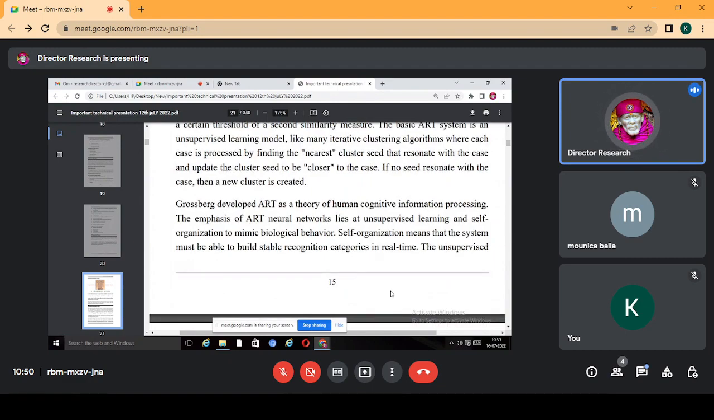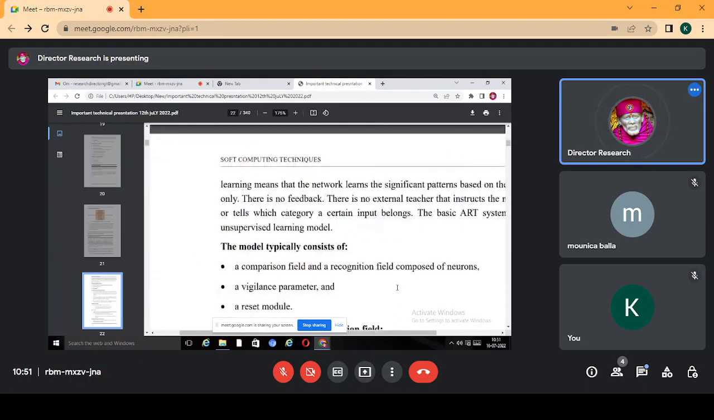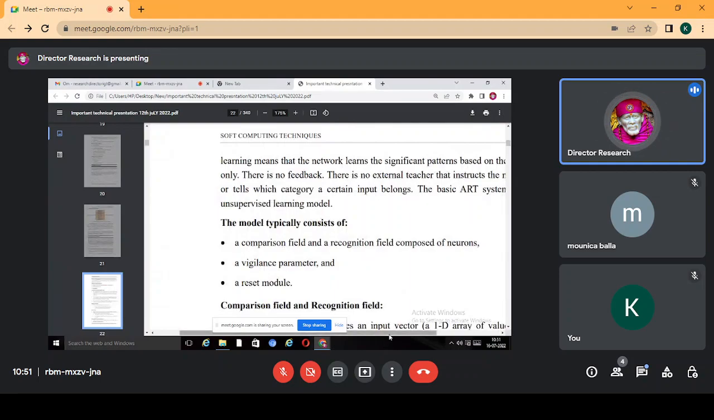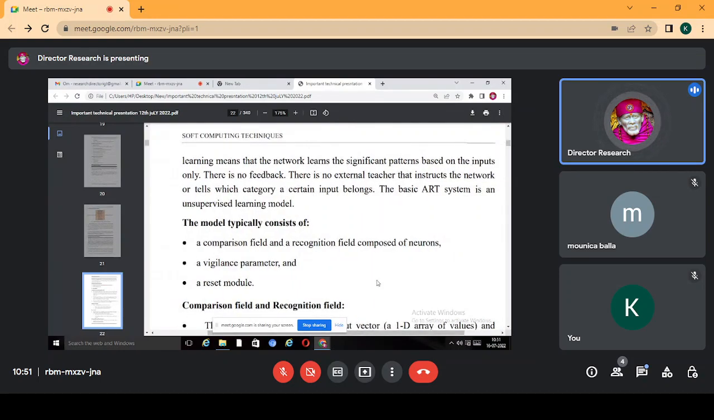Here, ART is a theory of human cognitive information processing. The emphasis of the ART neural network lies in unsupervised learning and self-organization to mimic biological behavior. Self-organization means that the system must be able to build stable recognition categories in real time. Unsupervised learning means that a network learns significant patterns based on the inputs only. There is no feedback. There is no external teacher that instructs the network or tells it to which category a certain input belongs. The basic ART system is an unsupervised learning model.